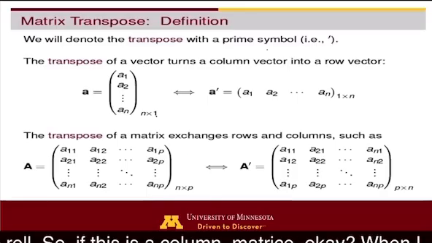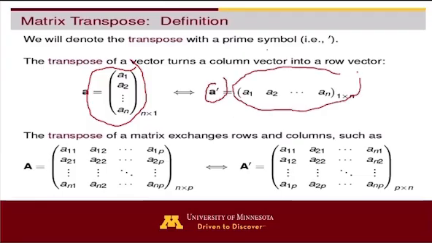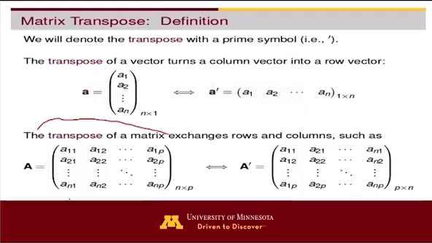So if this is a column matrix, when I put that, that means transpose. Then I'm converting that to a row, which means I'm also changing the dimension. Initially, it's n by 1. It's going to be 1 by n. That's for a vector. We also transpose a matrix. A matrix of n by p, when we transpose that, is going to be p by n.